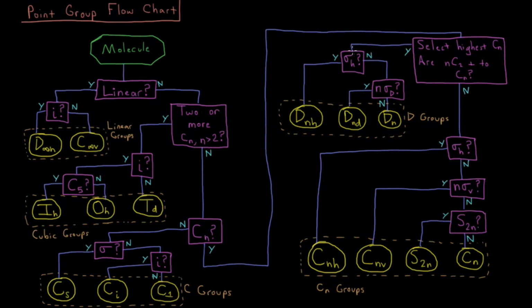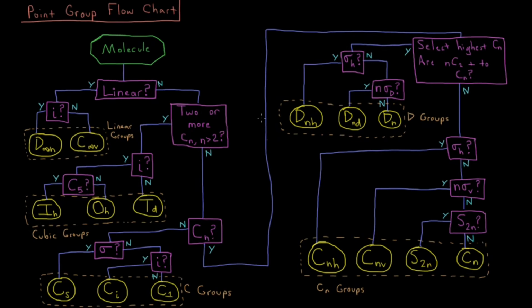So if we're not planar there, we don't have our sigma H, but we do have a sigma D, then we have DND. If not, we have DN. These are some of the hardest point groups to visualize. That's again why I highly recommend you go on Otterbein and try to practice those types of examples. You can search by point group and just do those to get the idea of what it is, because it's hard to see until you've had the practice.